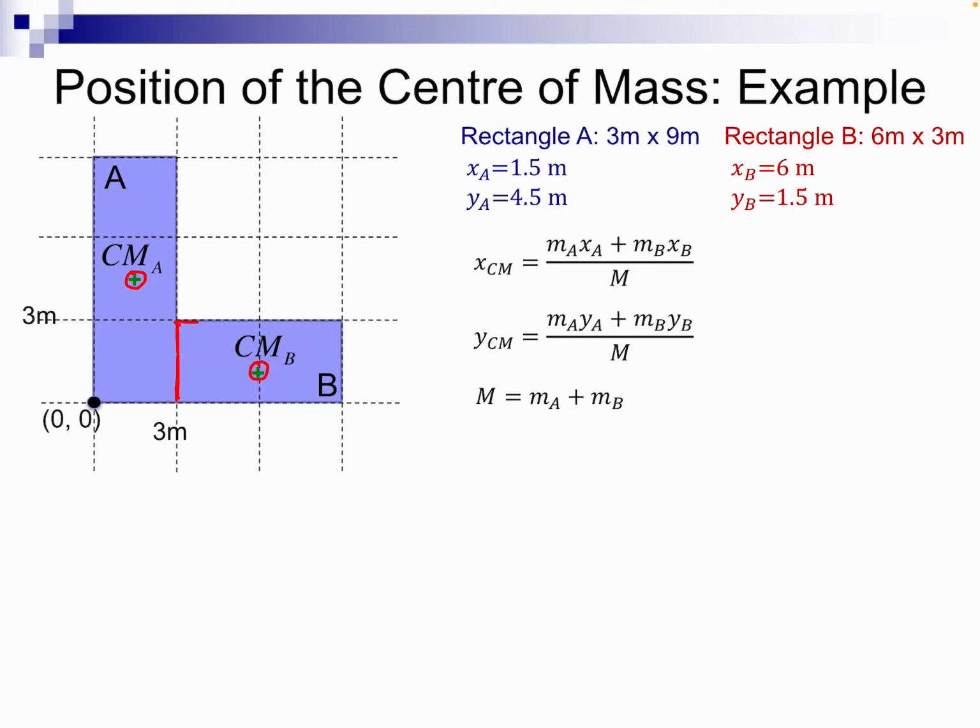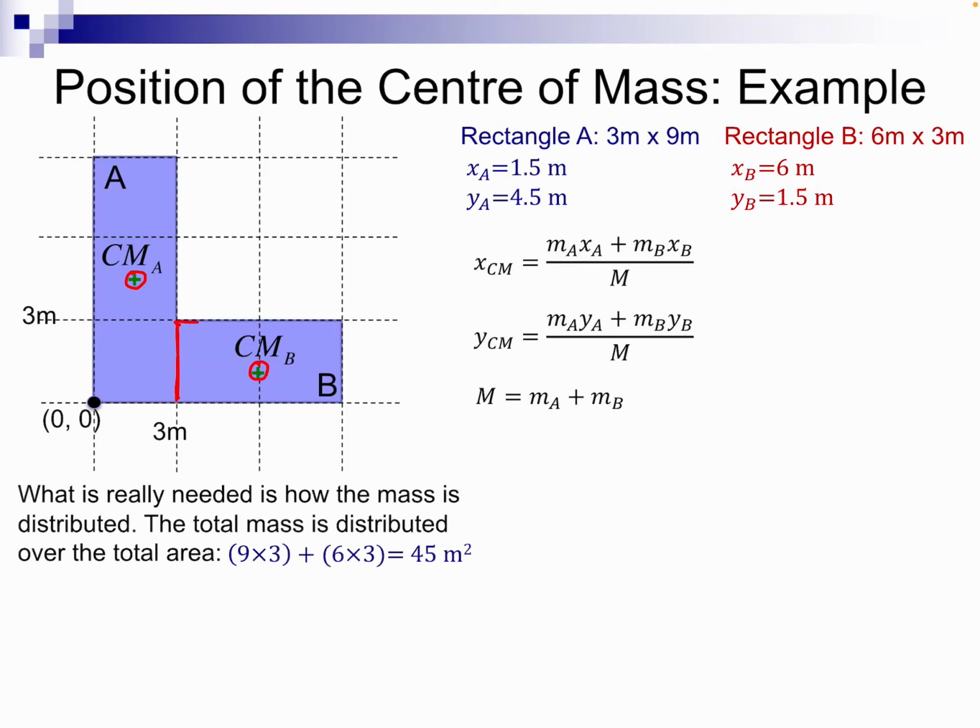Okay. The problem here is we know the coordinates. We can figure this out because it's just in the geometric center of the rectangles. But how about the masses? We're not given any mass. The idea is what's really needed is how the mass is distributed over this extended object. So the mass should be uniformly distributed over the total area of this object.